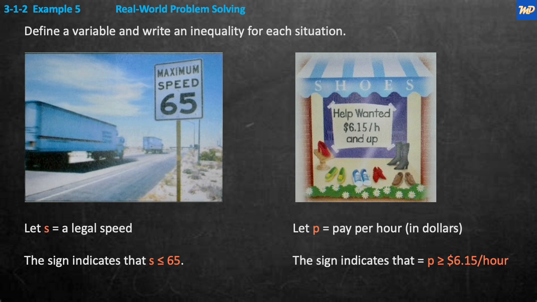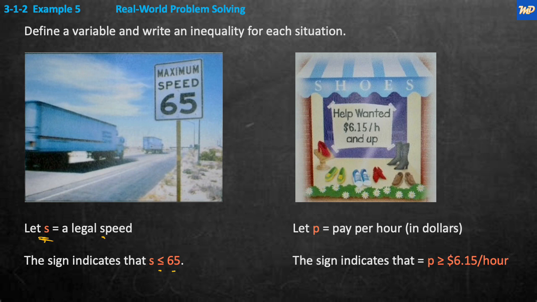So what does that mean? It means that you can't go over 65. Does it mean you can go 65? I'm going to say yes. It means you can go 65 also. So we're going to let S be equal to our speed. How convenient, S for speed, right? And the sign indicates that your speed down the highway must be less than or equal, and can be equal, to 65 miles per hour.